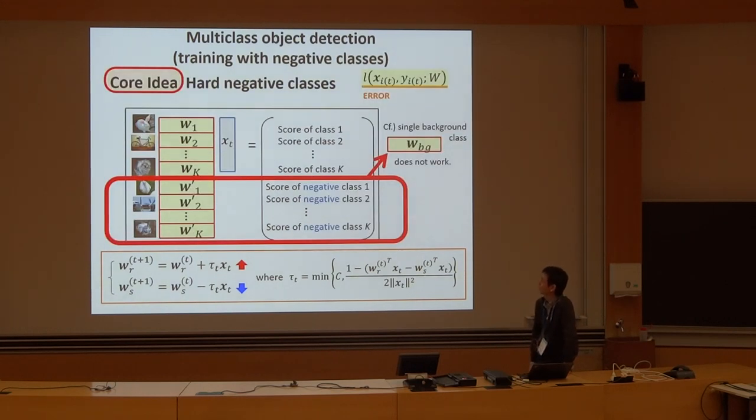So, hard negative is very, very important to improve the localization accuracy. Defining the hard negative in the multi-class setting is not straightforward. The simple idea is to prepare a single background class, but it doesn't work, because a universal background class for all positive classes does not exist. We propose a hard negative class for each positive class. So we have to solve a 2K class classification problem for large-class object detection. The next question is how to train those 2K class classifiers.